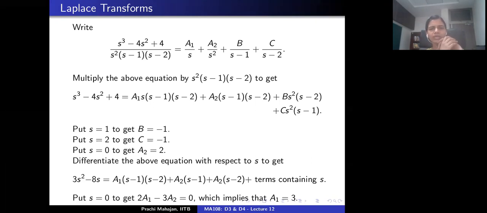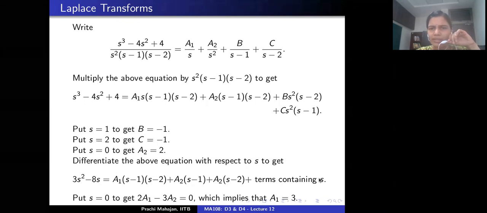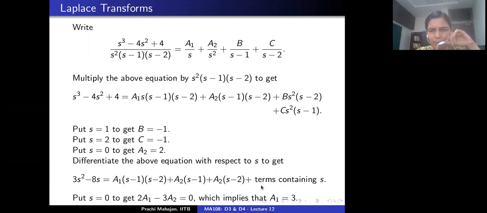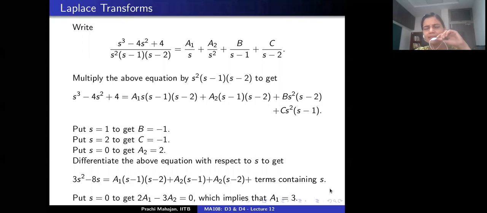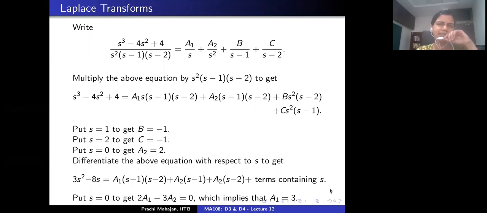So in order to determine a1, what do you do? One way is to differentiate the above equation with respect to s. What you get is a quadratic here, and some terms involving a1 and a2, and all other terms will involve s, which means that when I plug in s equal to 0, they will vanish, which will enable us to compute a1. Is that okay? Just an example of partial fraction decomposition.